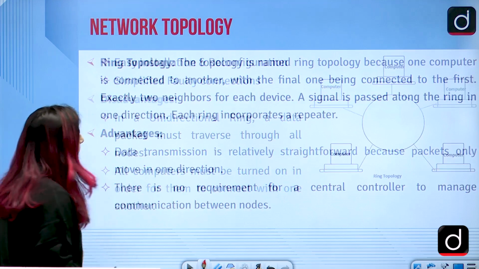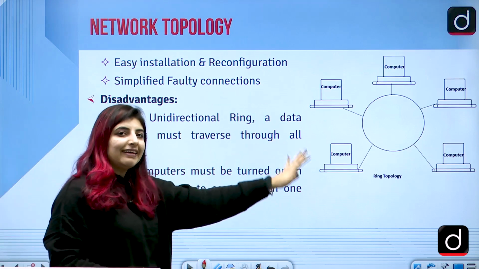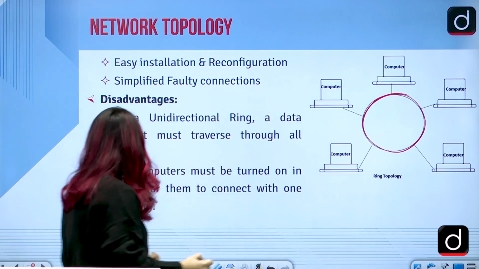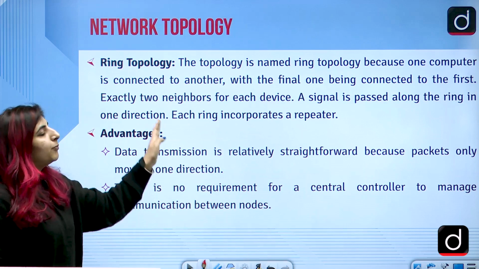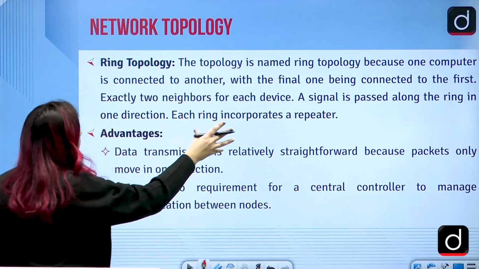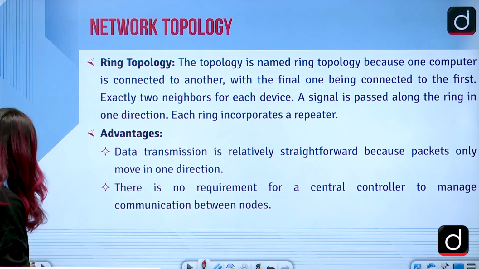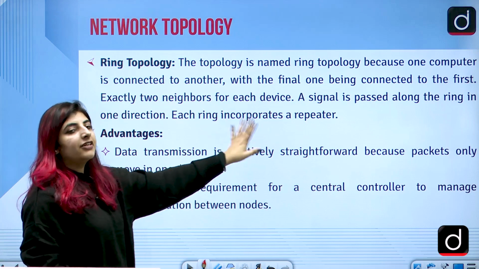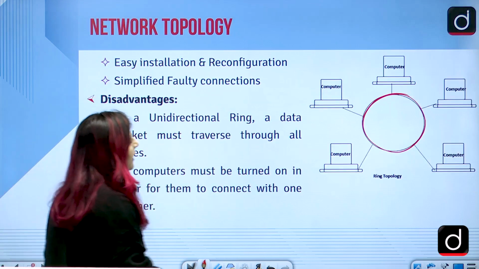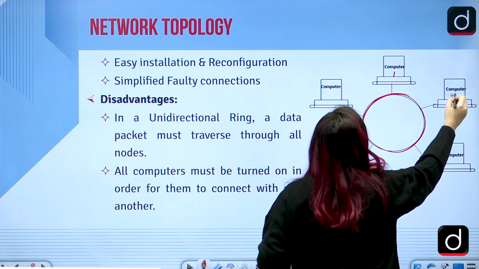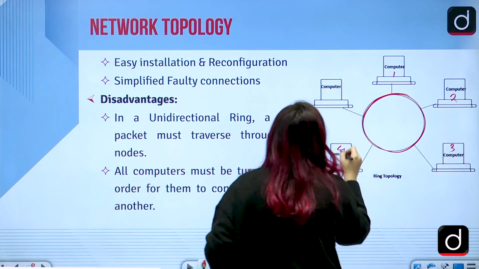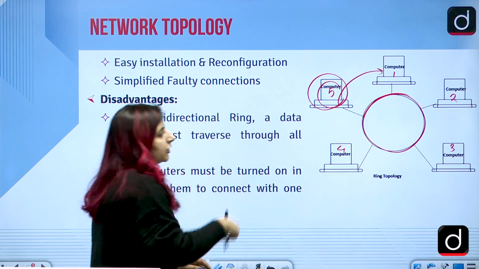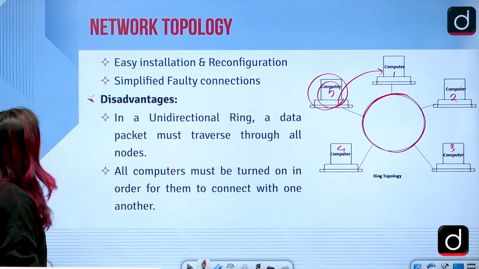Then we have ring topology. As the name suggests, ring topology looks like a ring, correct? And here we have a connector. Let's see the definition. The topology is named ring topology because one computer is connected to another, with the final one being connected to the first. So let's say this is computer 1, 2, 3, 4 and 5. This is the final computer which is connected to the first computer. So these are connected to one another.